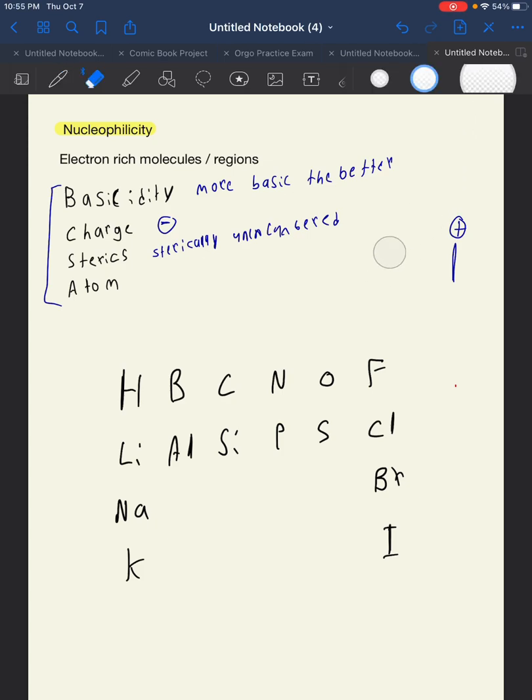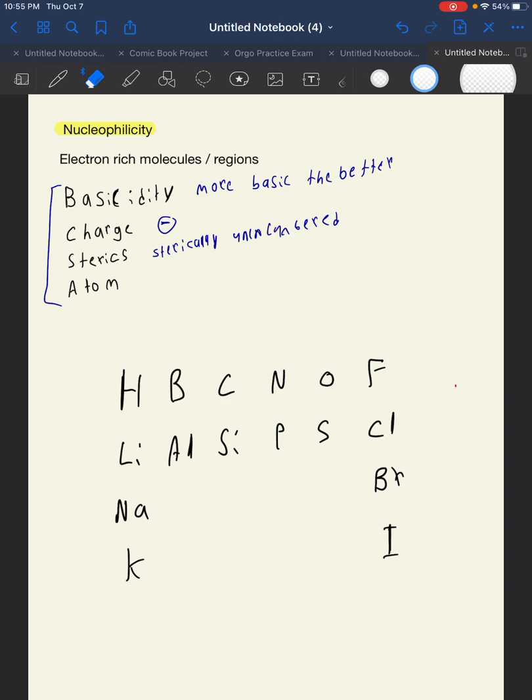But what becomes complicated is determining what a better nucleophile is and which molecule is more nucleophilic. So with that being said, I developed a little chart to help you guys. So this chart includes basicity, charge, sterics, and the atom itself. Now looking at basicity, the more basic, the better the nucleophile. Looking at charge, that just means it has a negative charge, it has excess electrons.